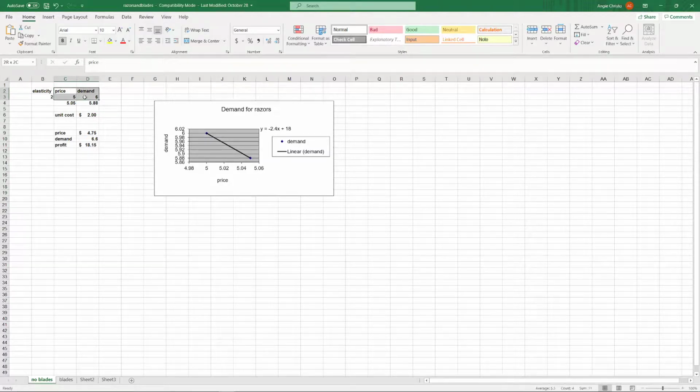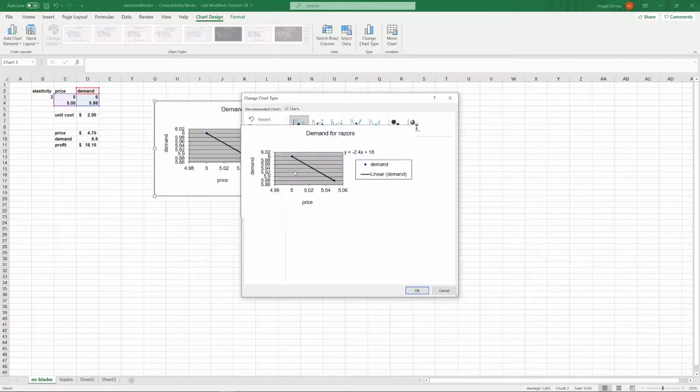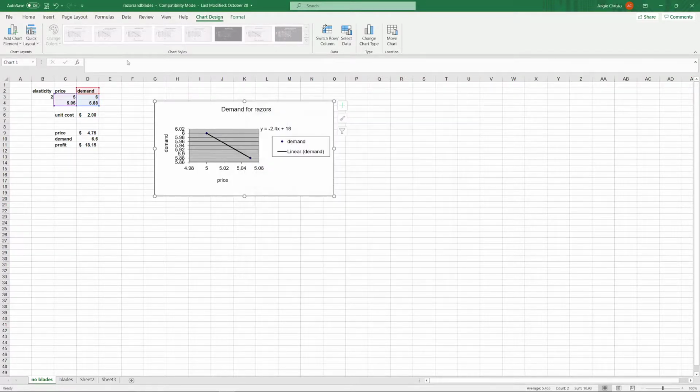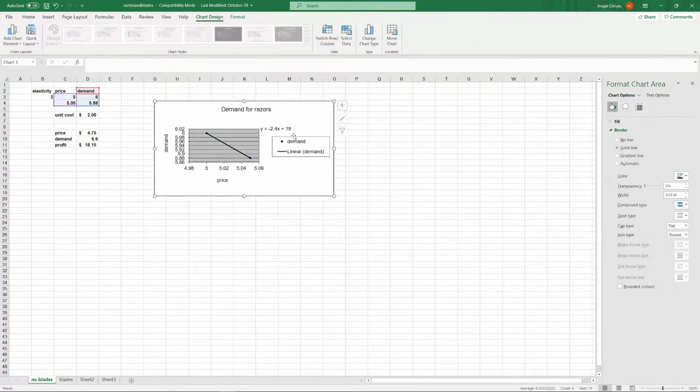So based on this, using these two coordinates, these two pairs of data, we can just insert a scatter plot. This is called a scatter chart in Excel. We can create this, make sure the data is selected appropriately, and then all we need to do is see the trend line here, make sure it's linear. Again, this is our assumption here, that it is a linear demand.